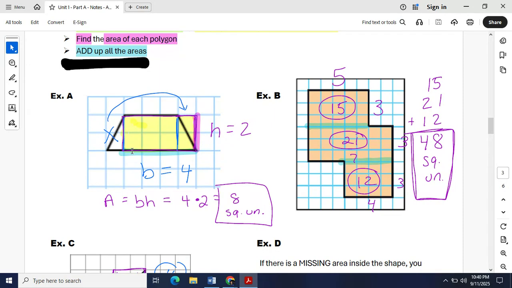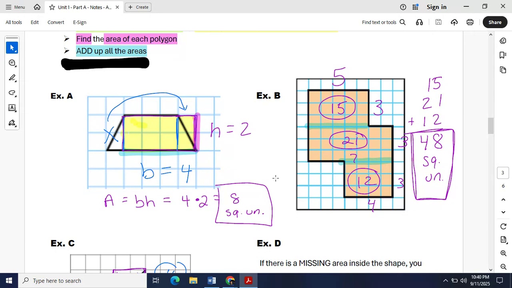The base is on the bottom, the height is to the right. So if I count the base, I would count 1, 2, 3, 4. So the base is 4, the height is 2. To find the area of a rectangle, you just do base times height. 4 times 2 is 8. So the area for this example A is 8 square units.